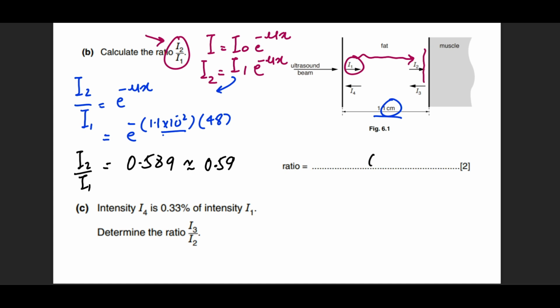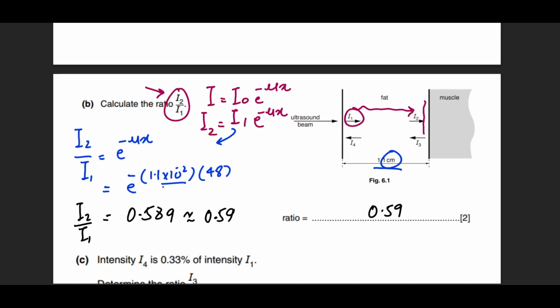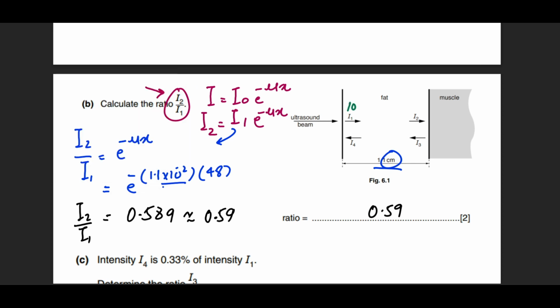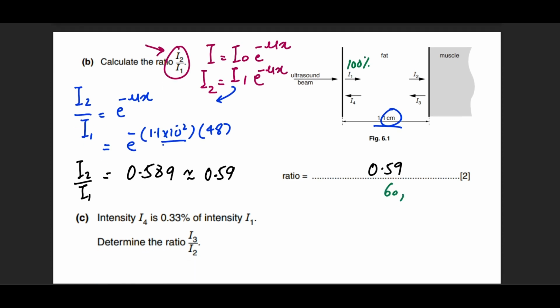I2 divided by I1. Please notice, what does that mean? Let's write it down in simple terms. If this is considered as 100%, when it comes to this point, it has already lost 59%, or you can say approximately, let's round it up to 60%. So at this point only 60% reached and 40% was lost. This is what this number, 0.59, means. So 60% is received, 40% was lost while traveling through this tissue.